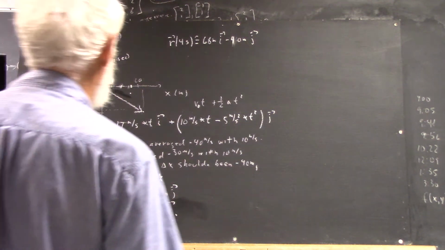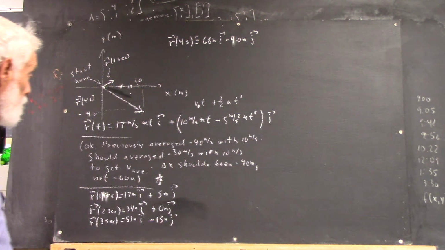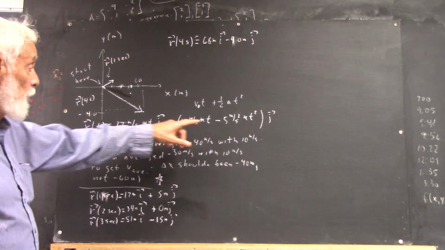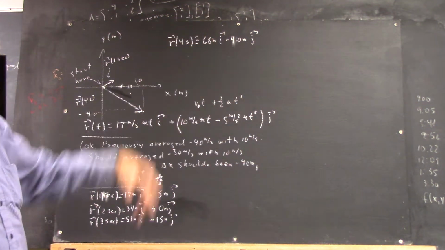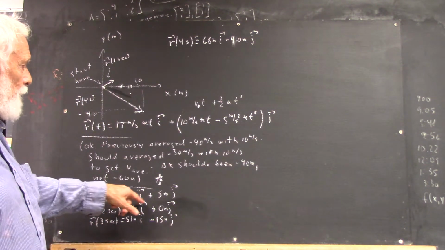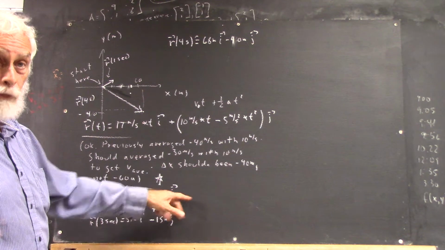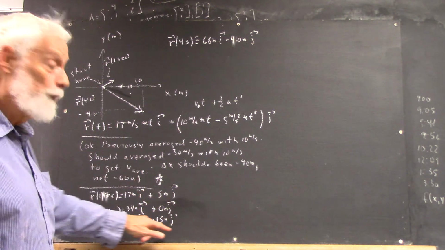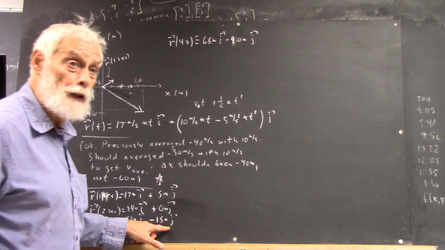Okay, well, some very straightforward calculations tell us that after 1 second, t is 1, we plug in 1 second for t, and all these things work out, and we get 17 meters times i and 5 meters times j. If we plug in 2 seconds, we get this. If we plug in 3 seconds, we get this. So we got these r vectors.